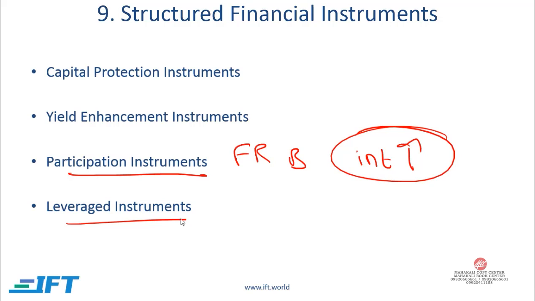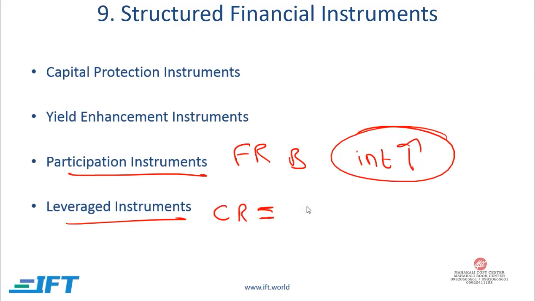The final category we need to study is leveraged instruments. These are structured financial instruments created to magnify returns, and these instruments offer the possibility of higher payoffs from small investments. A classic example here is an inverse floater. With an inverse floater, the coupon payment is inversely related to some reference rate. So the inverse floater coupon rate is generally based on this sort of formula.